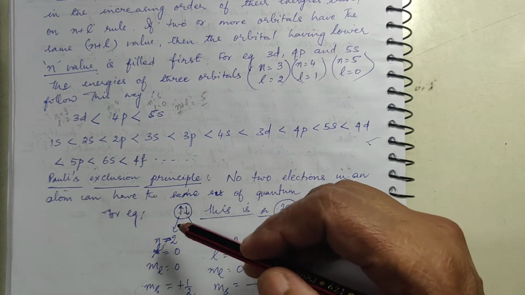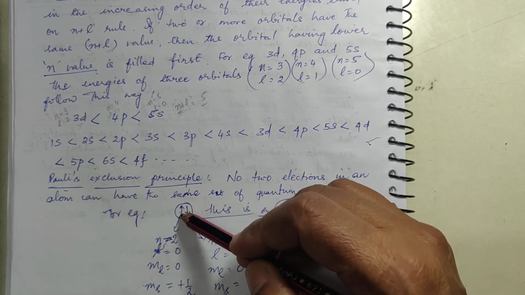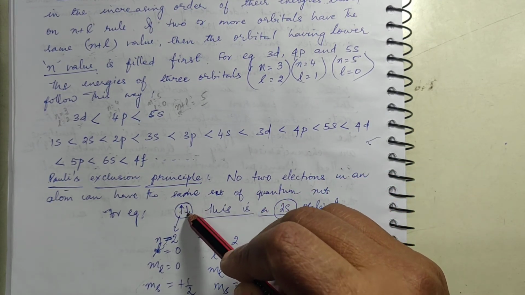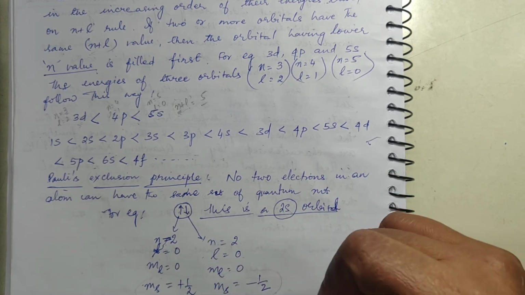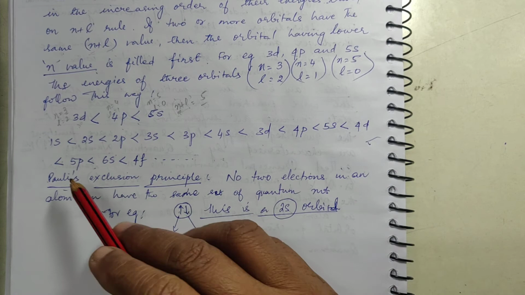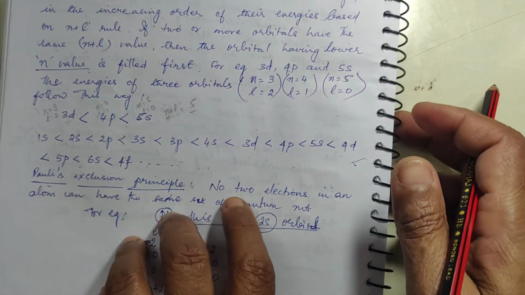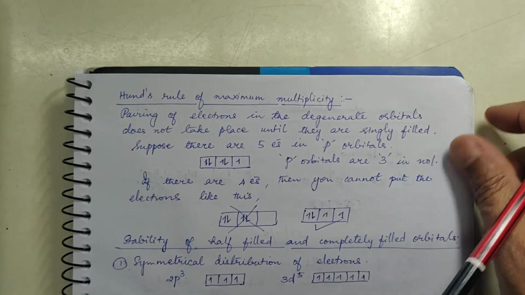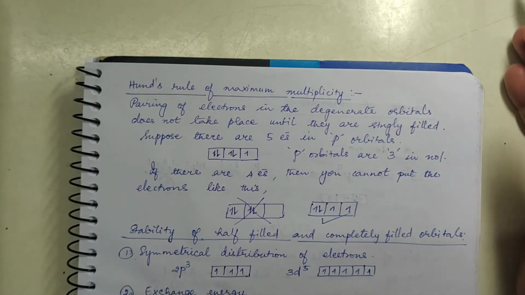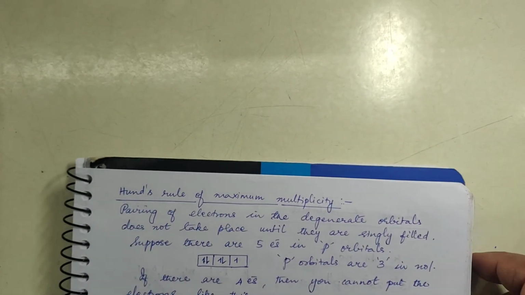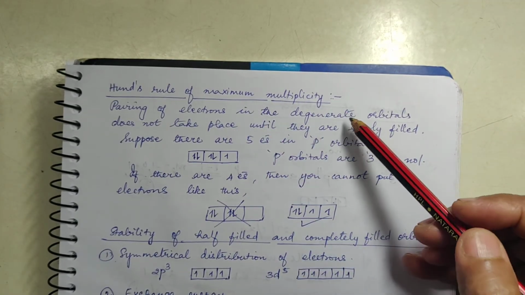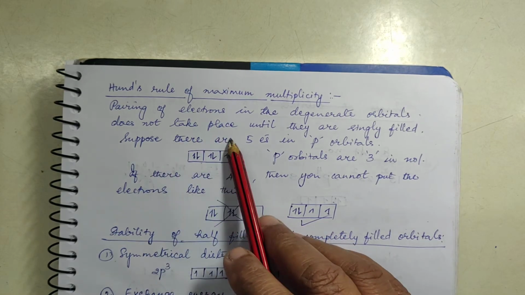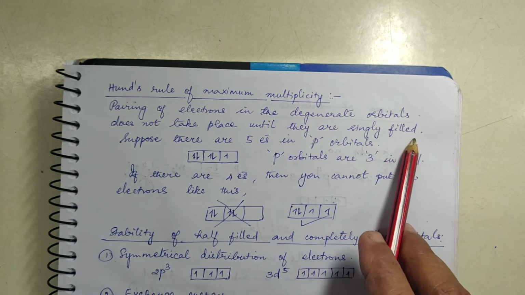So even if you consider electrons belonging to the same orbital, you will not find all the quantum numbers same. At least one will differ. So this is what Pauli's exclusion principle is stating. Then the next one is Hund's rule of maximum multiplicity. What does this say? Pairing of electrons in degenerate orbitals does not take place until they are singly filled.